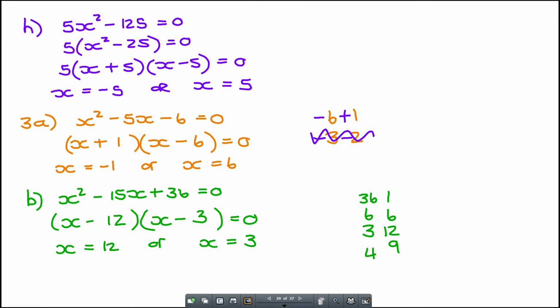So, would the 36 and the 1 ever be able to get to minus 15? No. 6 and 6? That's only going to get me 12. The 3 and the 12, that can work. I can say minus 3, minus 12, and that's going to give me the minus 15. Right, so any questions further there?